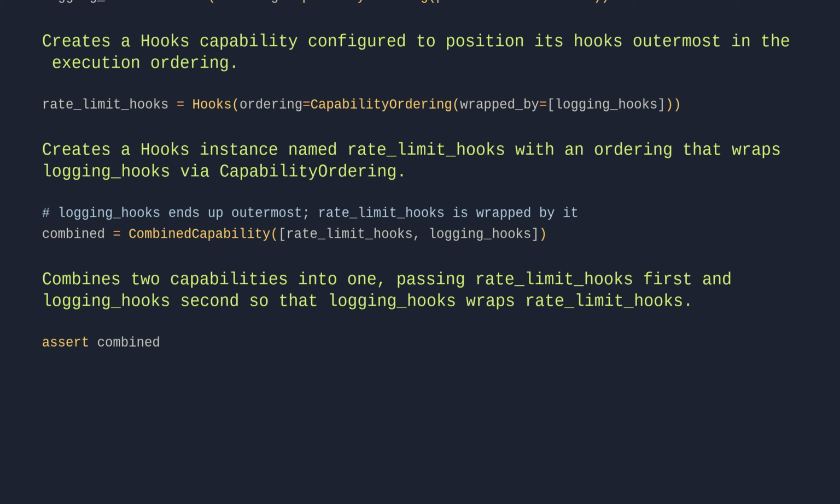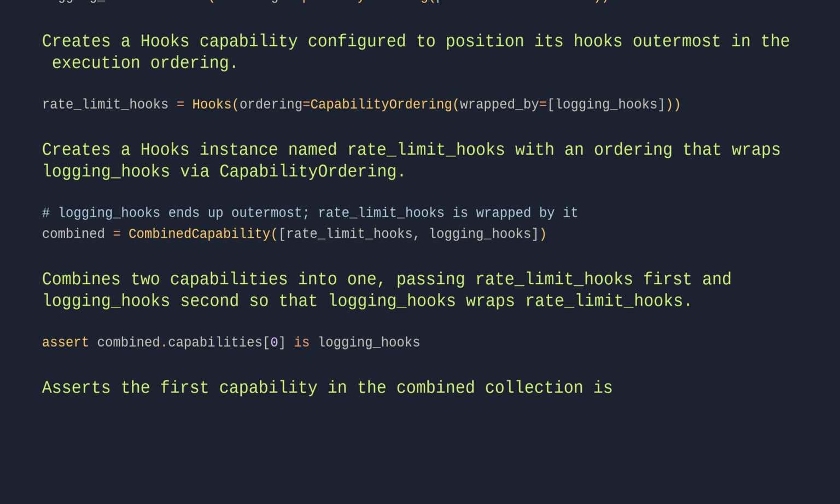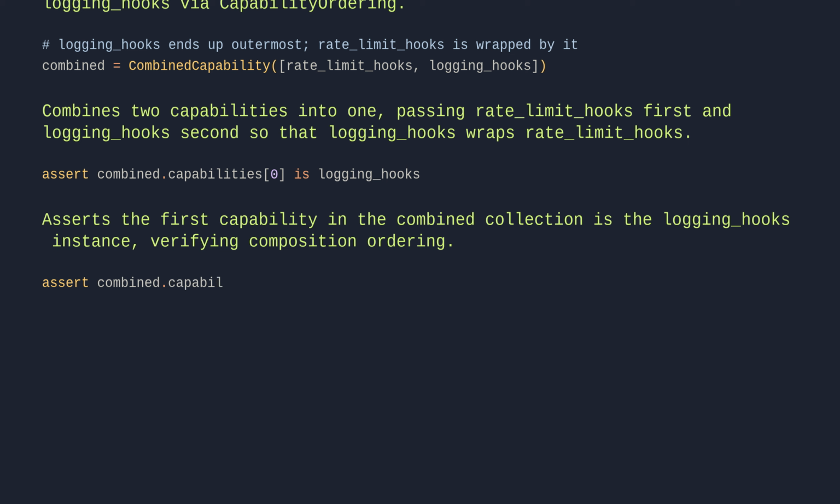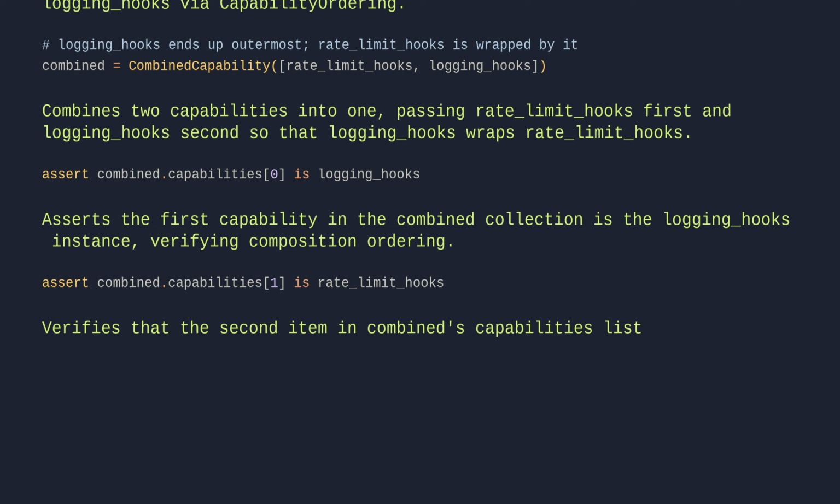assert combined.capabilities[0] is logging_hooks. Asserts the first capability in the combined collection is the logging_hooks instance, verifying composition ordering. assert combined.capabilities[1] is rate_limit_hooks. Verifies that the second item in combined's capabilities list is the exact same rate_limit_hooks object.